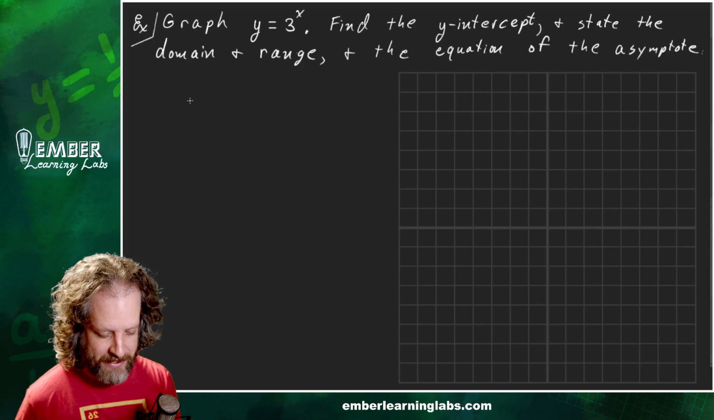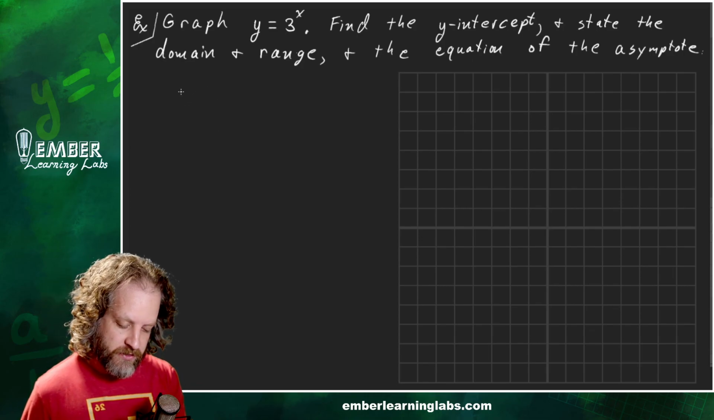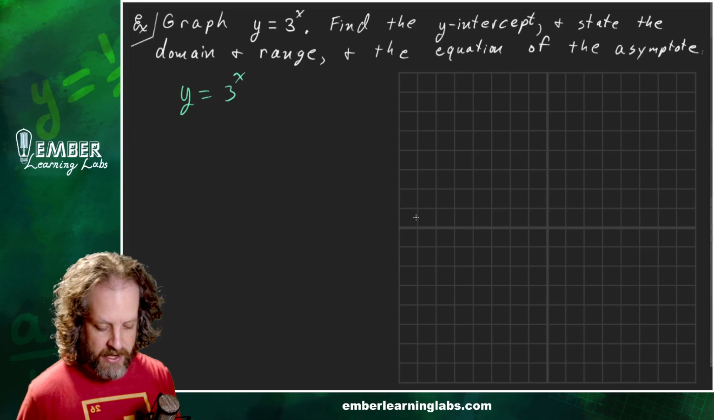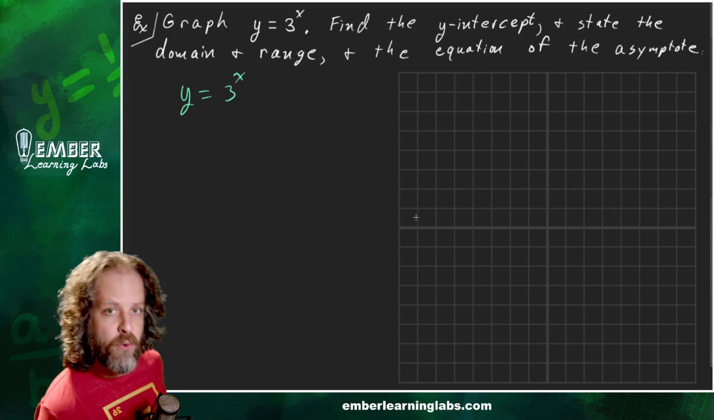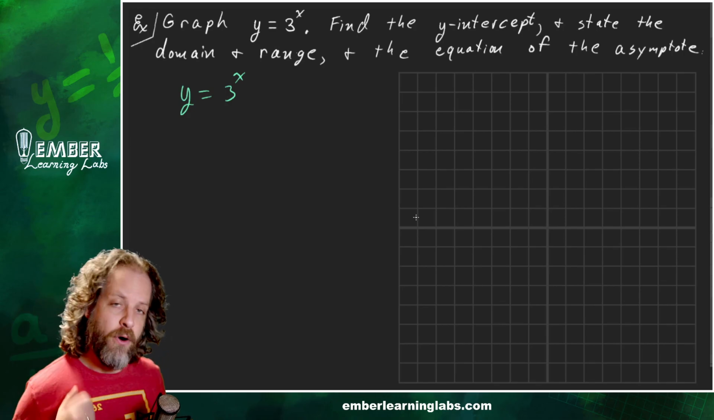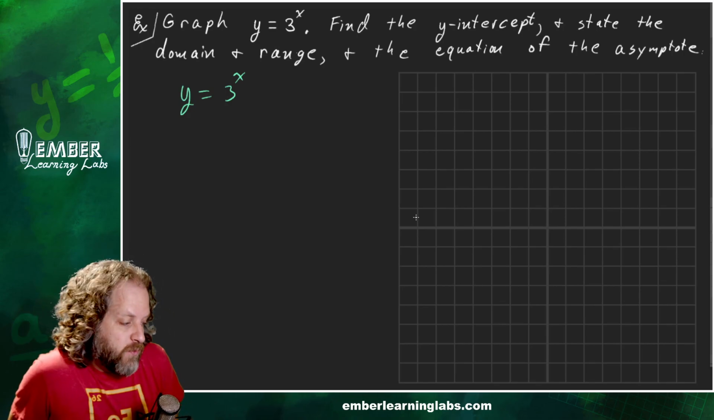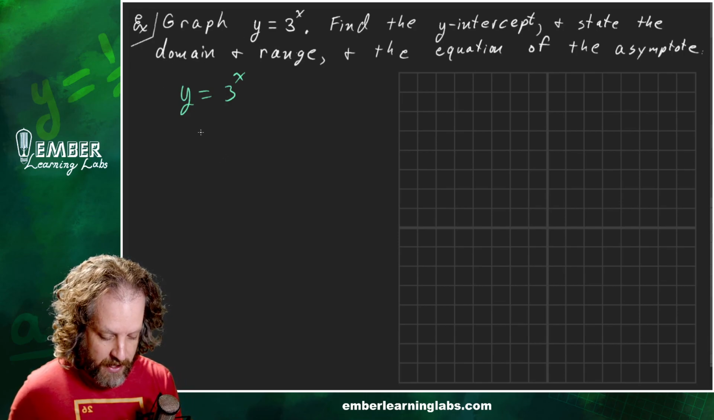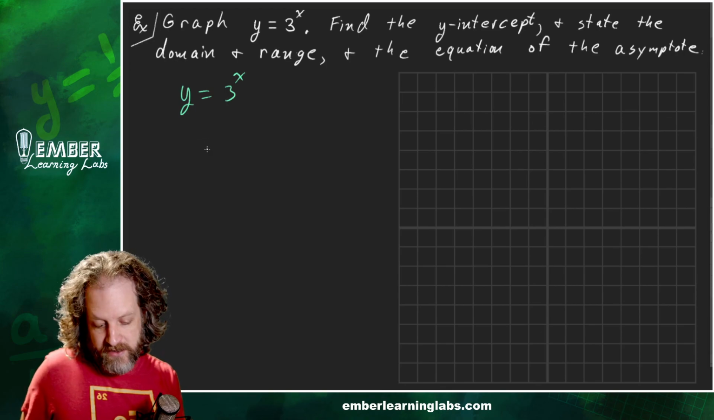That I accidentally did. So the way we're going to graph y equals 3 to the x is we're going to use a technique that we used before when we were first learning linear functions. It is important to learn because it always works.